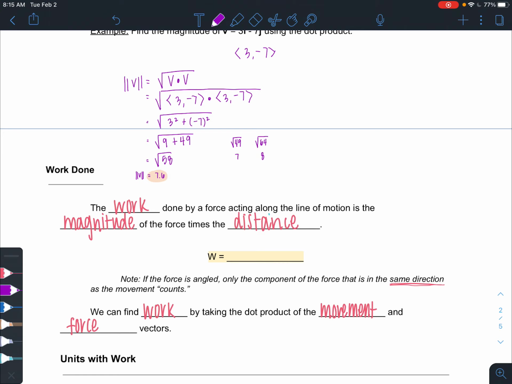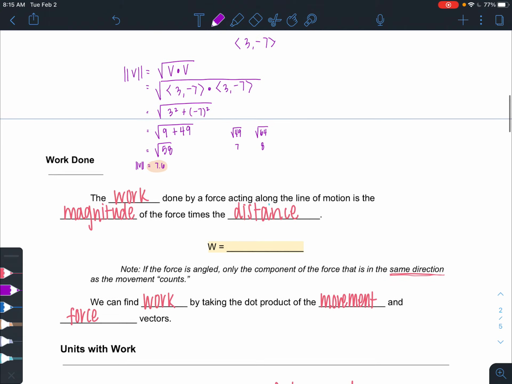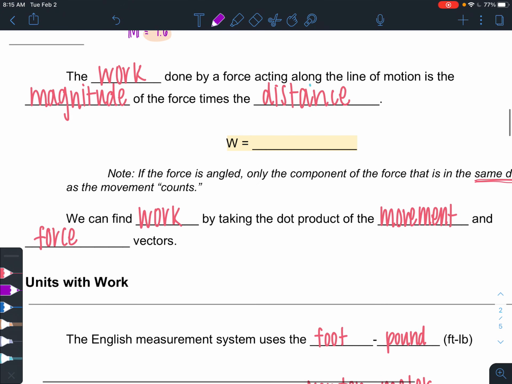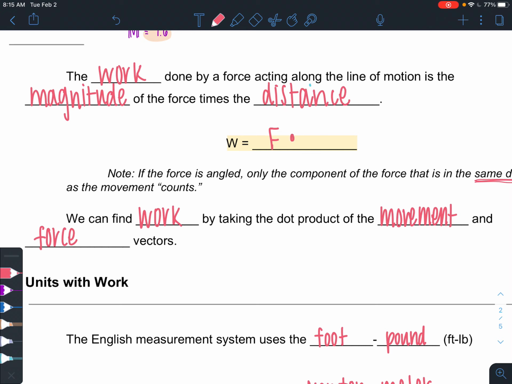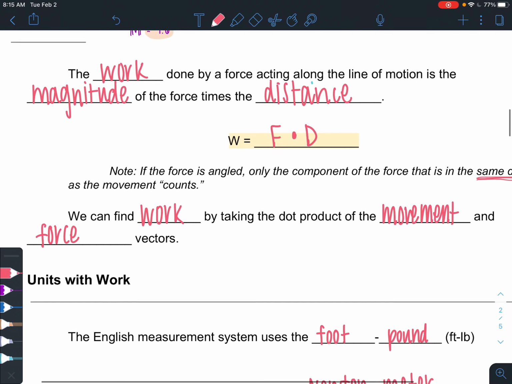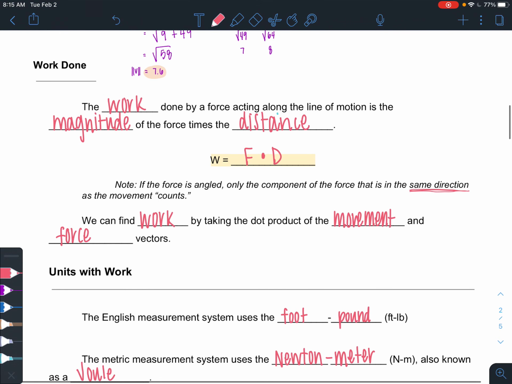Okay, so this leads into work done. The work done by a force acting along the line of motion is the magnitude of the force times the distance, which can be written as F dot D. If the force is angled, the component of the force that is in the same direction as the movement counts.